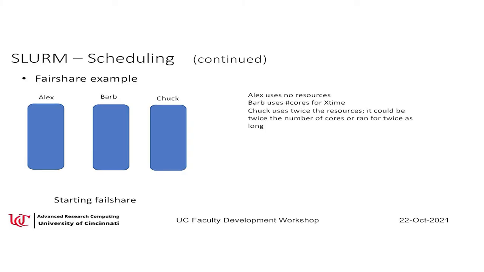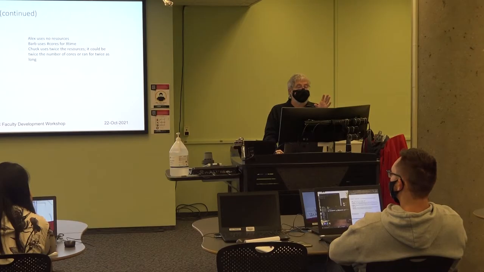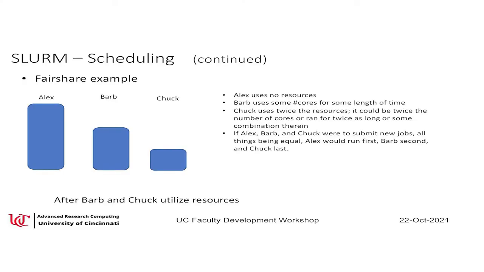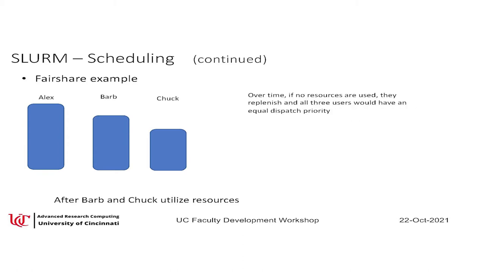I've explained fair share. If you want to come and look at this graphically later on, I'll leave it in there. But again, it's just the more you use the system, the lower your dispatch priority is going to be. So, are there really any questions on that? I'm just going to blow through this then.